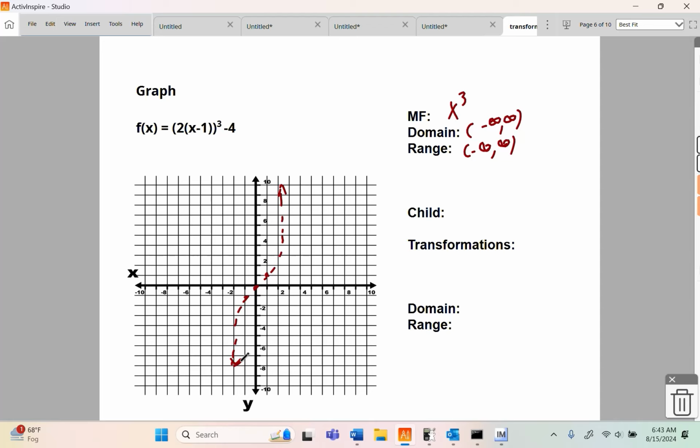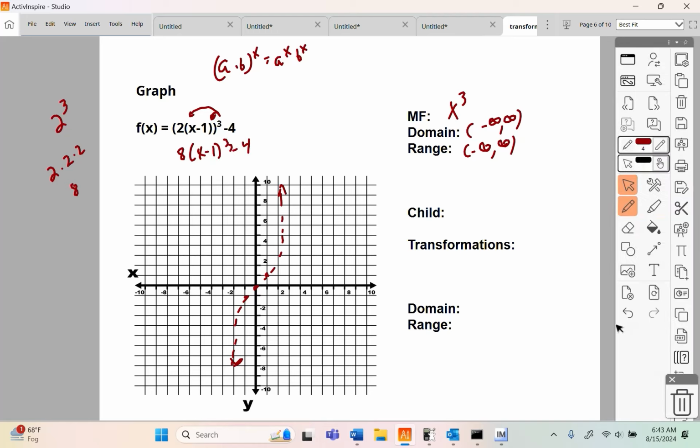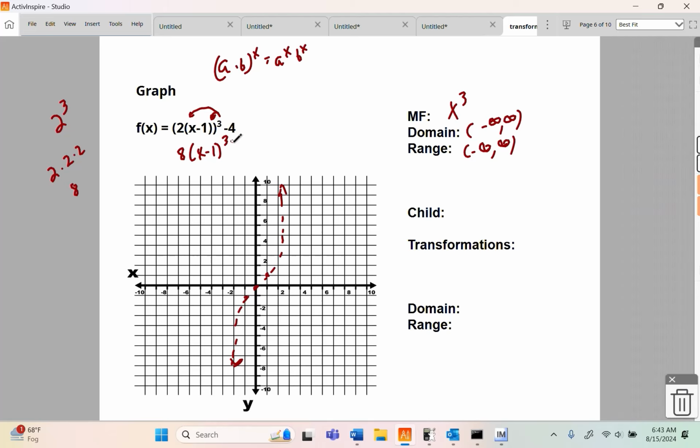Mine ain't perfect. We're going to use again our property, a times b to the x is a to the x, b to the x. And we're going to distribute that 3. Now be thinking about what 2 cubed is. If you don't know that, it's not 6, it's 2 times 2 times 2, which is 8. And then we have x minus 1 cubed minus 4. It's a bad looking 3. Fix that. Cubed minus 4.